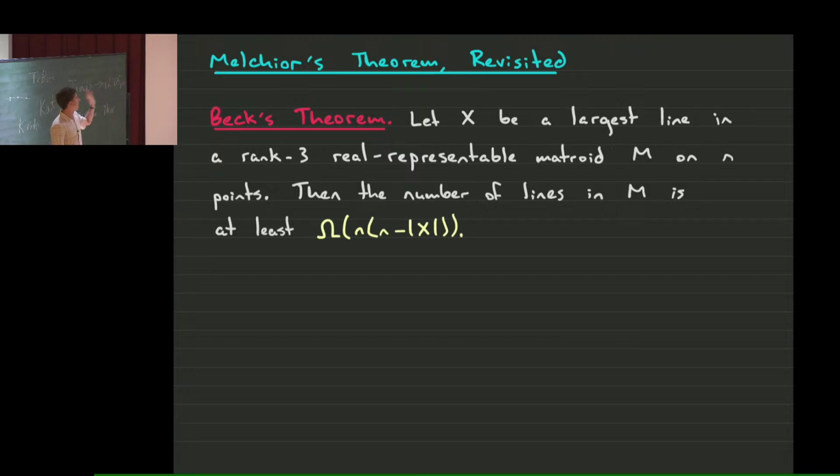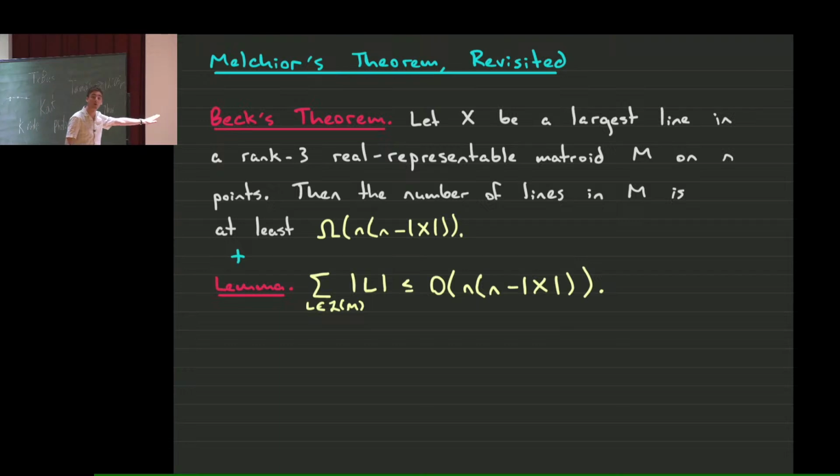Right, so Beck's theorem is this good approximation, but this really gets us halfway to Melchior's theorem. Because if you want to bound the average size of a line in your matroid, this is equivalent to showing that the total number of lines in your matroid and the aggregate size of all the lines in your matroid are within a constant multiple of each other. So if you have this good approximation on the number of lines, that gets you halfway. Basically, now we want to show that the aggregate size of the lines is also approximated by this quantity.